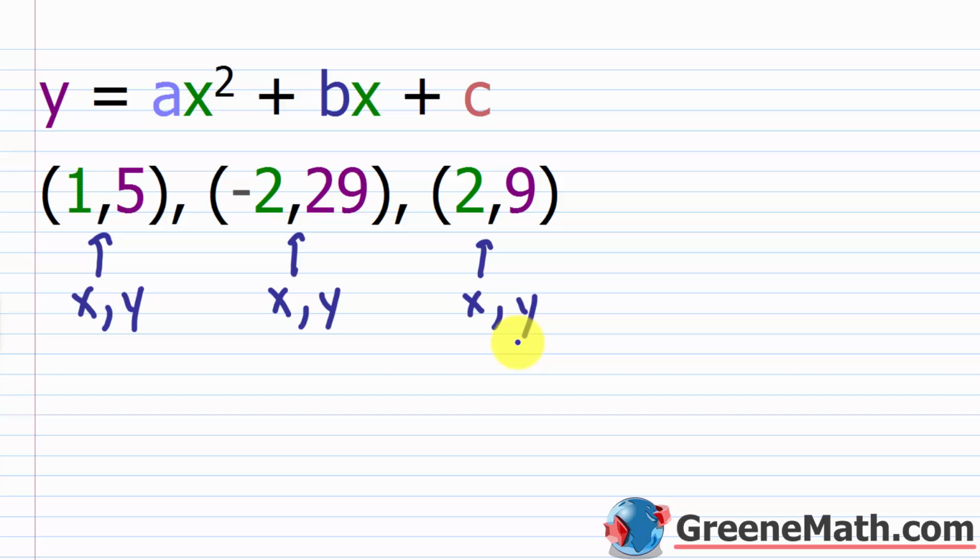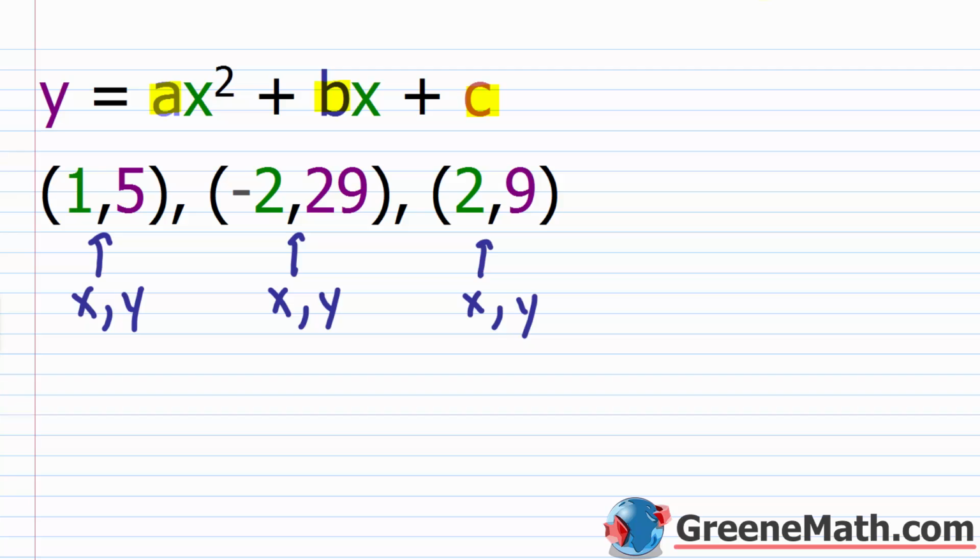So this is pretty easy to do. All I'm going to do is set up 3 equations so that I can solve for the 3 unknowns. The 3 unknowns are going to be the a, the b, and the c that I'm going to need to write this equation.